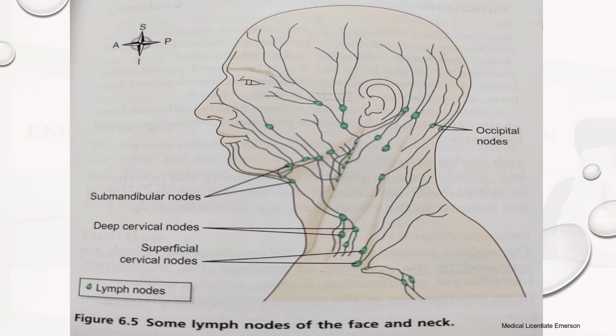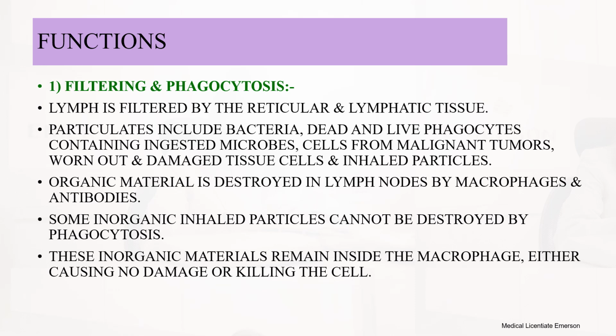So from the face and the neck, we have occipital nodes, we have submandibular nodes, we have the deep cervical nodes, and you have the superficial cervical nodes. So these are the nodes. Then in terms of functions of the lymph and the lymphatic tissue, number one function would be to filter and do phagocytosis.